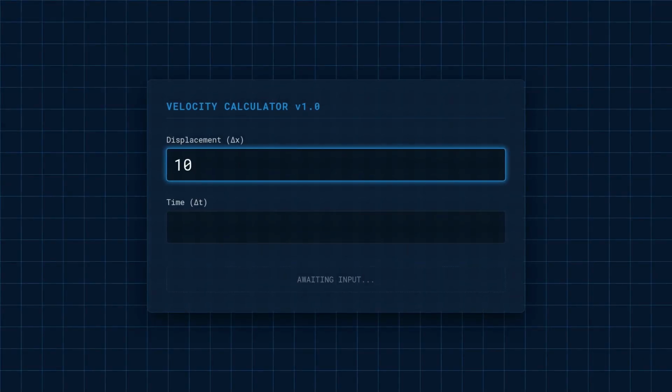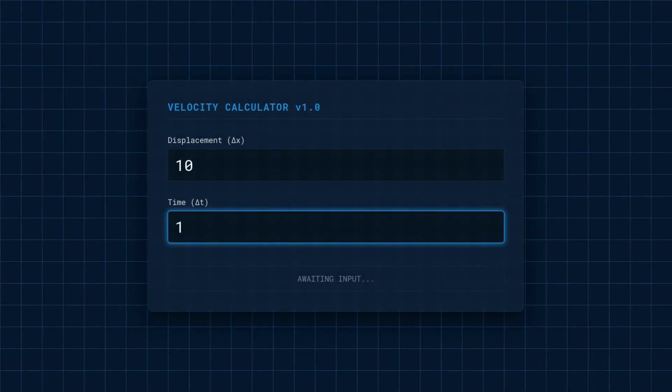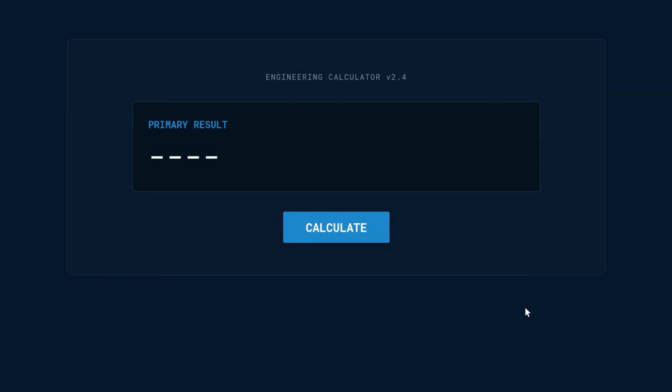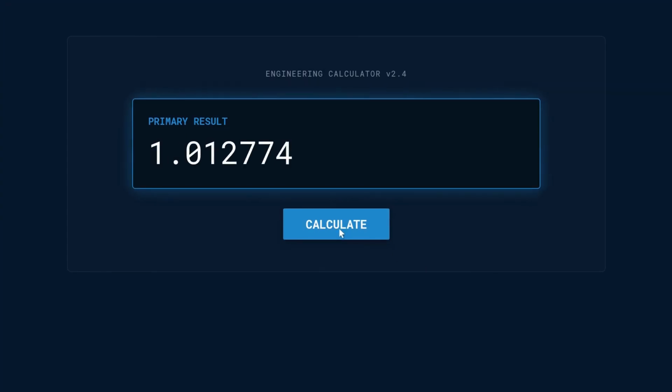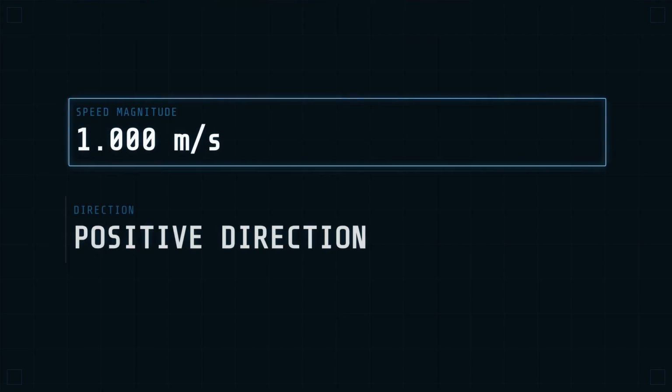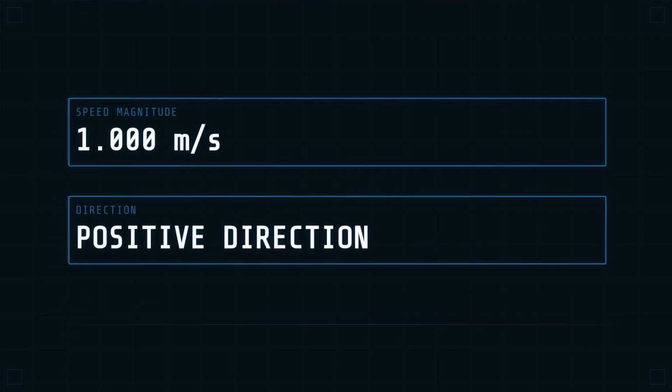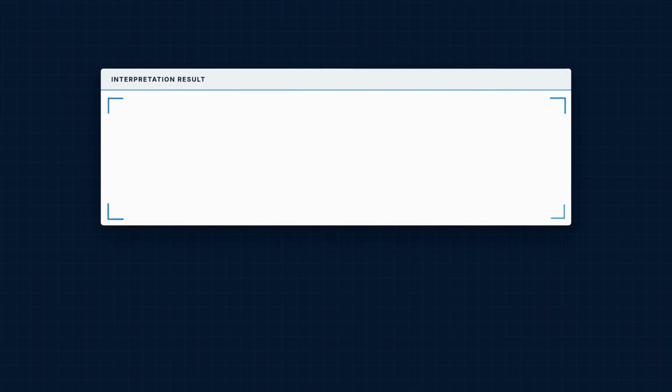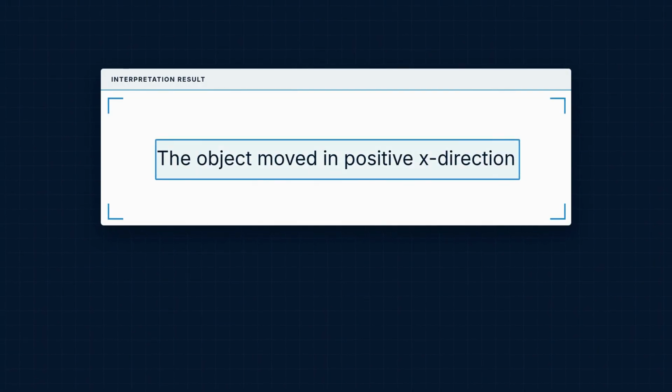I'll enter 10 for displacement delta x and 10 for time delta t. After clicking Calculate, the primary result shows 1,000 with units of meters per second. The speed magnitude is 1,000 meters per second. The direction indicates positive direction, and the interpretation states the object moved in positive x direction.